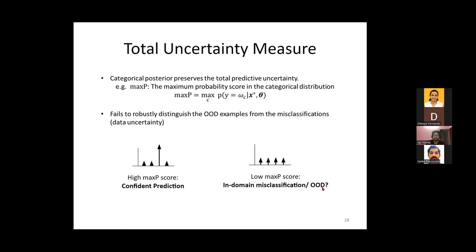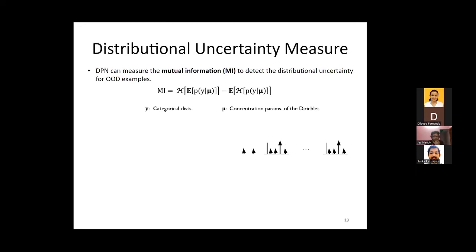So we need a different kind of measure for DPN models. The idea of the DPN model is as follows: we are going to use mutual information. So what is mutual information?